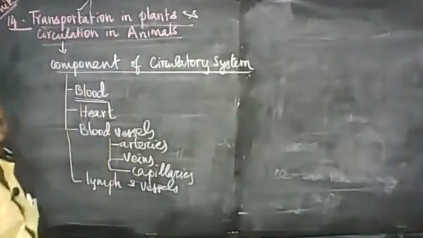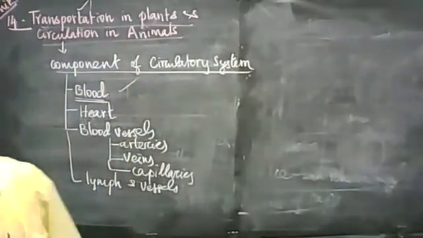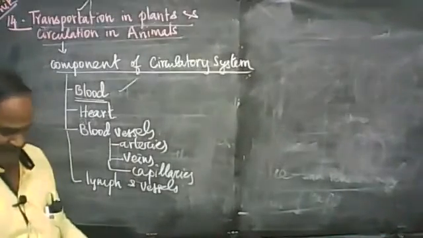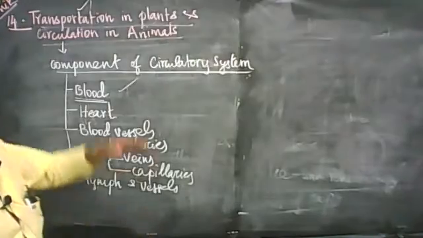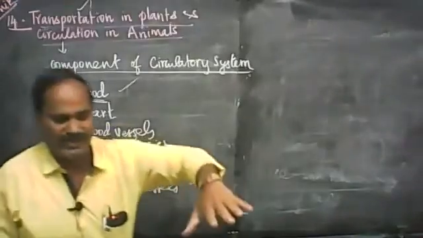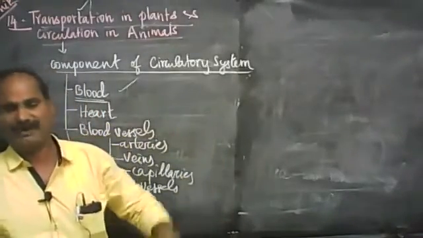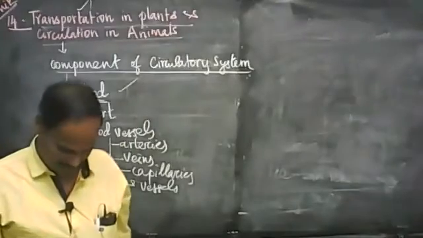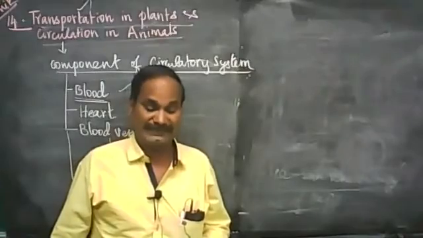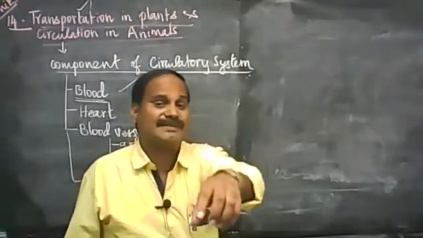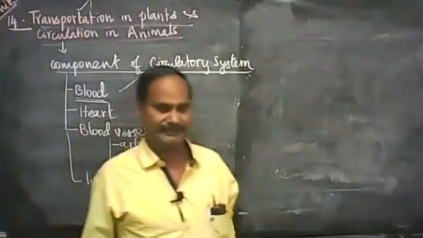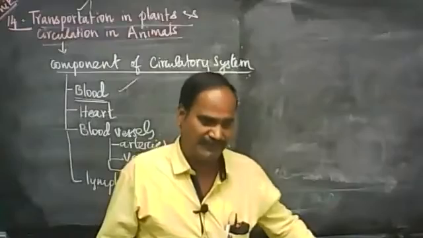Now let's see one by one. First let's take blood. What is the composition of blood? This we will study in a detailed way. First of all, the function of circulatory system in animals. In animals, circulation plays a very important role for the transportation of material. For example, our digestive system digests food material. That food material is transported to various parts of the body by means of blood. It is mixed with the plasma of the blood, then it is transported.